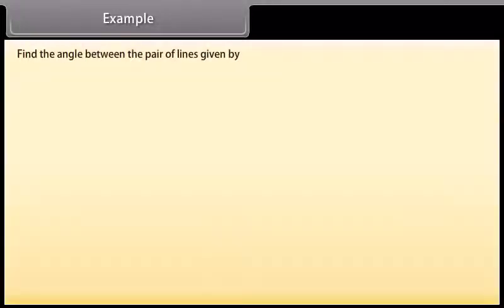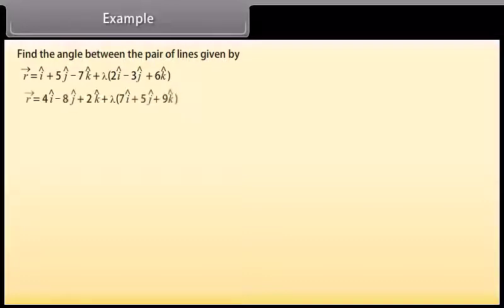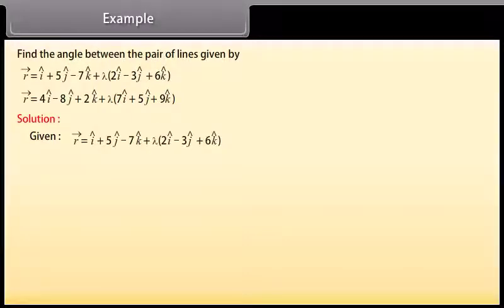Example. Find the angle between the pair of lines given by vector R equals i plus 5j minus 7k plus lambda (2i minus 3j plus 6k), and vector R equals 4i minus 8j plus 2k plus mu (7i plus 5j plus 9k). Solution. Given vector R equals i plus 5j minus 7k plus lambda (2i minus 3j plus 6k), and vector R equals 4i minus 8j plus 2k plus mu (7i plus 5j plus 9k).